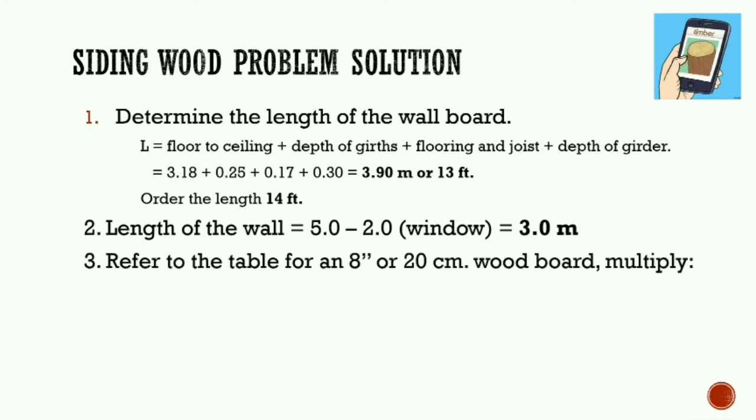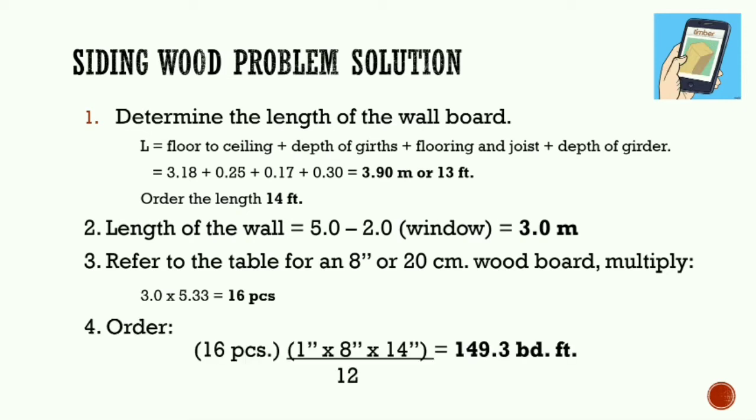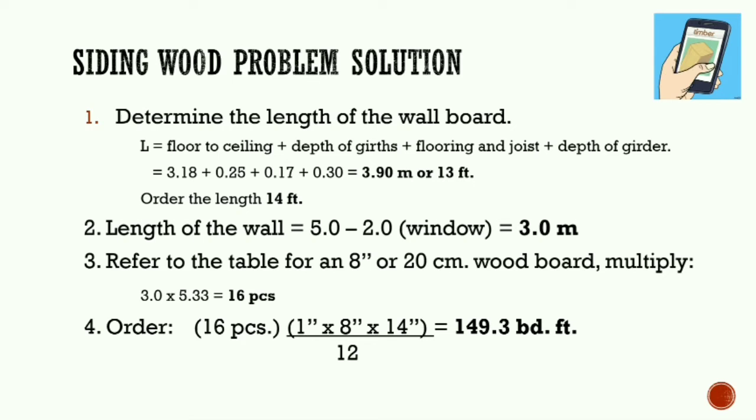Now you need to refer to the table for an 8-inch or 20 centimeter wood board. You can multiply the 3 meters times 5.33, which will then equal 16 pieces. Thus, you need to order 16 pieces of 1 inch by 8 inch by 14 feet over 12, or 149.3 board feet.